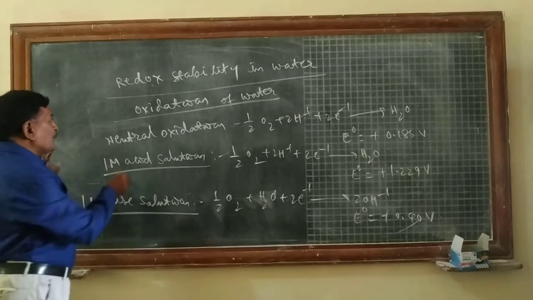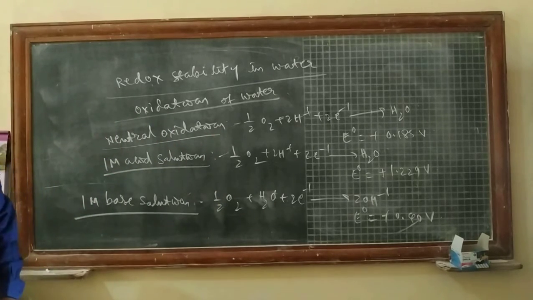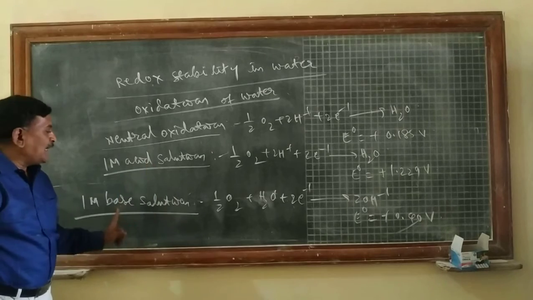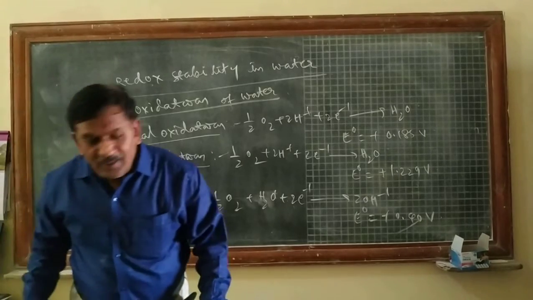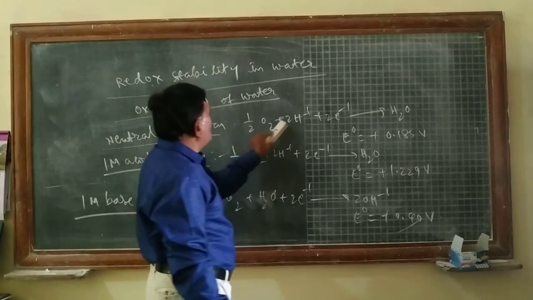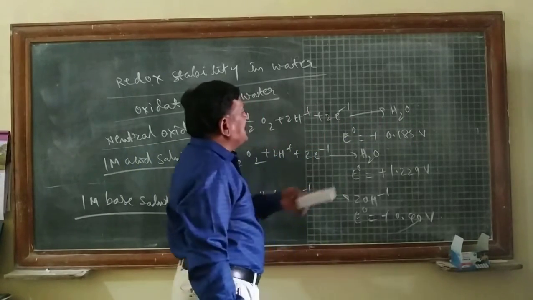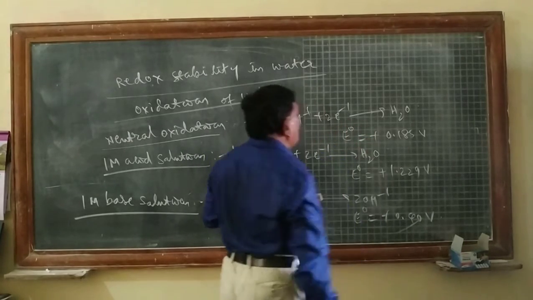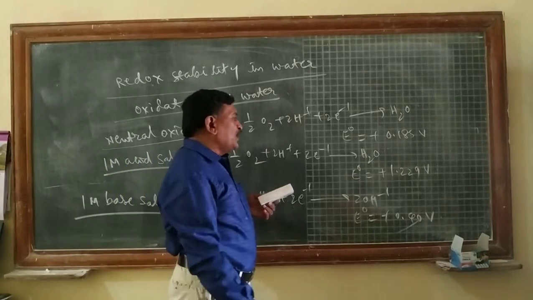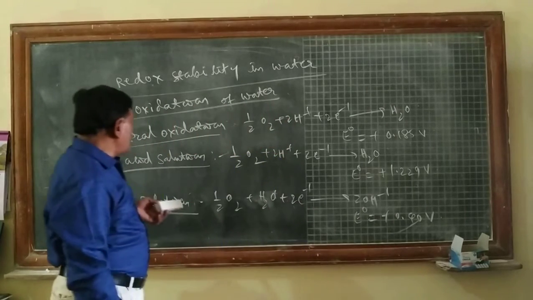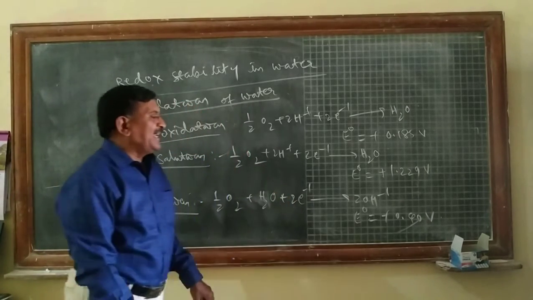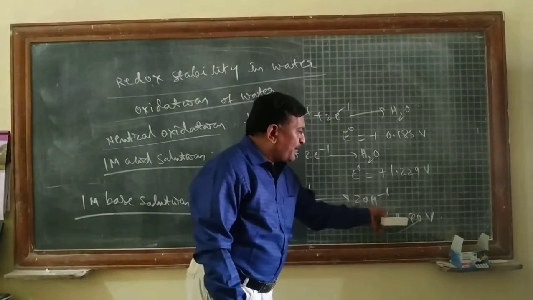So for the oxidation of water, redox stability in water, we have to consider three solutions: neutral, 1M acid, and 1M base. In neutral oxidation, half O2 plus 2H plus plus 2 electrons gives H2O, with E0 equal to plus 0.18 volts. In 1M acid solution, the same gives H2O with E0 equal to plus 1.229 volts. In 1M base solution, half O2 plus H2O plus 2 electrons gives 2OH minus, with E0 equal to 0.40 volts.